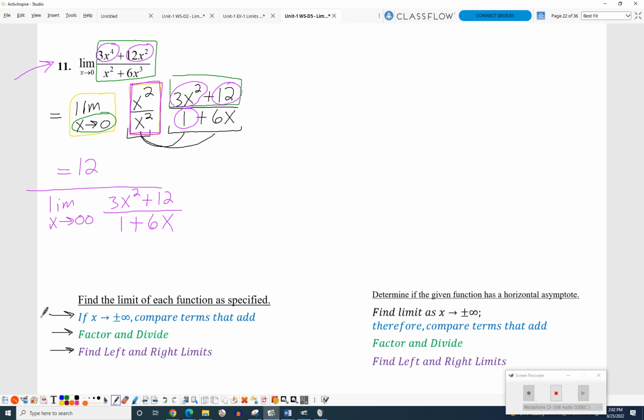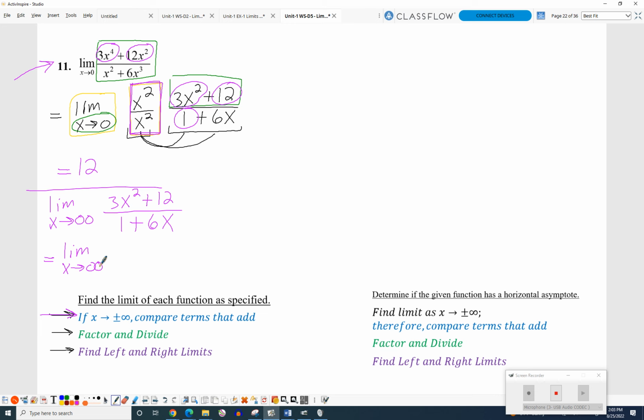Using this blue rule, I can say this equals the limit as x approaches infinity. And what's the new fraction that I write? Hands up. There we go. So using the blue rule, what's the new fraction that I'm going to write this time? So I compare terms that add. Emmeline, what do I write? 3x squared over 6x.